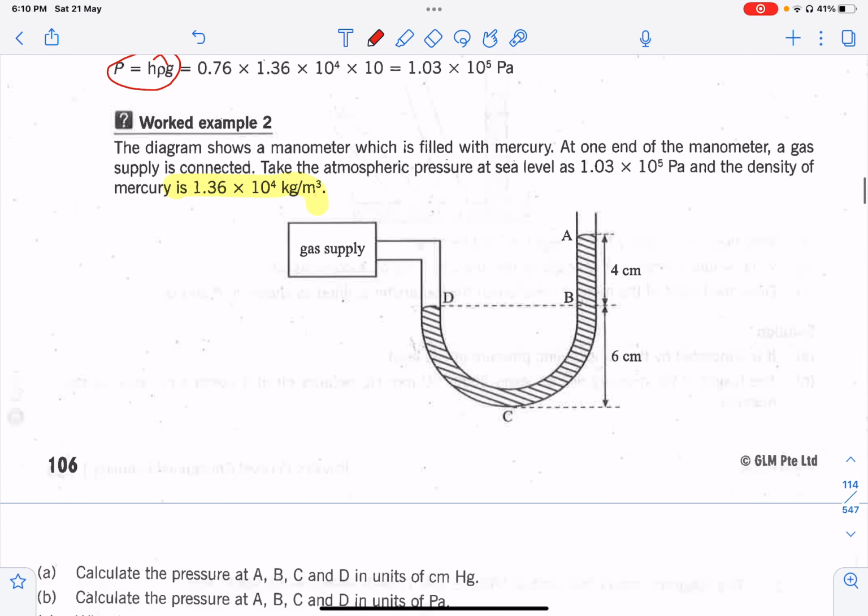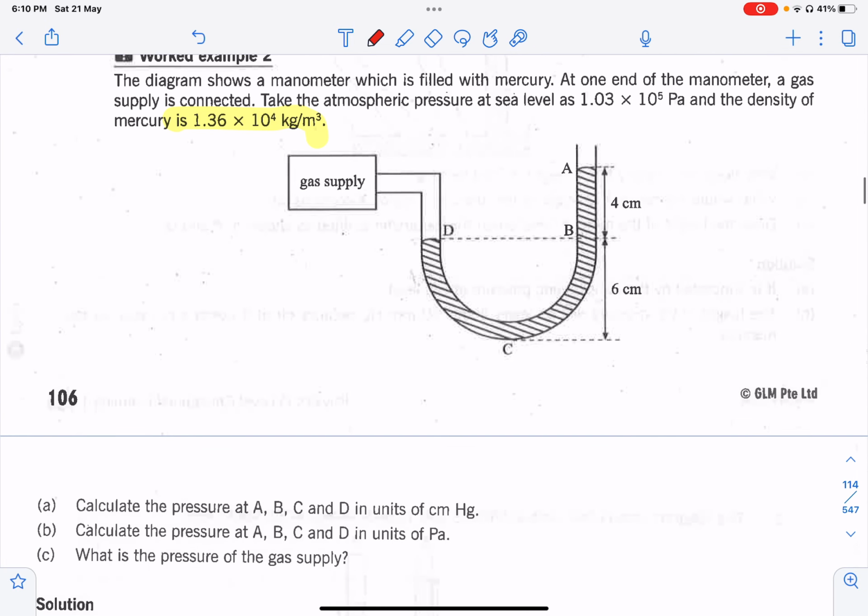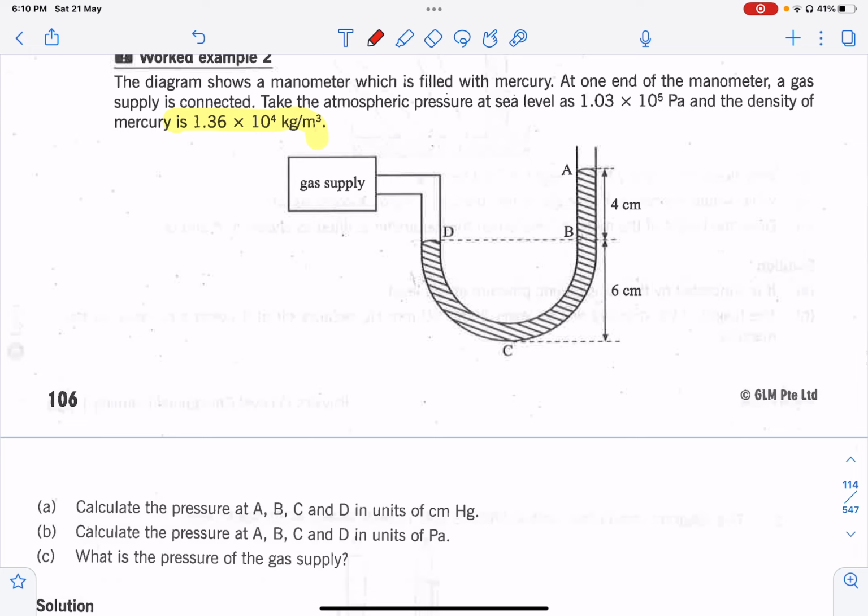Okay. The diagram would also show a manometer which is filled with mercury. At one end of the manometer, a gas supply is connected. Take the atmospheric pressure at sea level as this and the density to be this. Calculate the pressure at A, B, C, and D in terms of cm Hg.